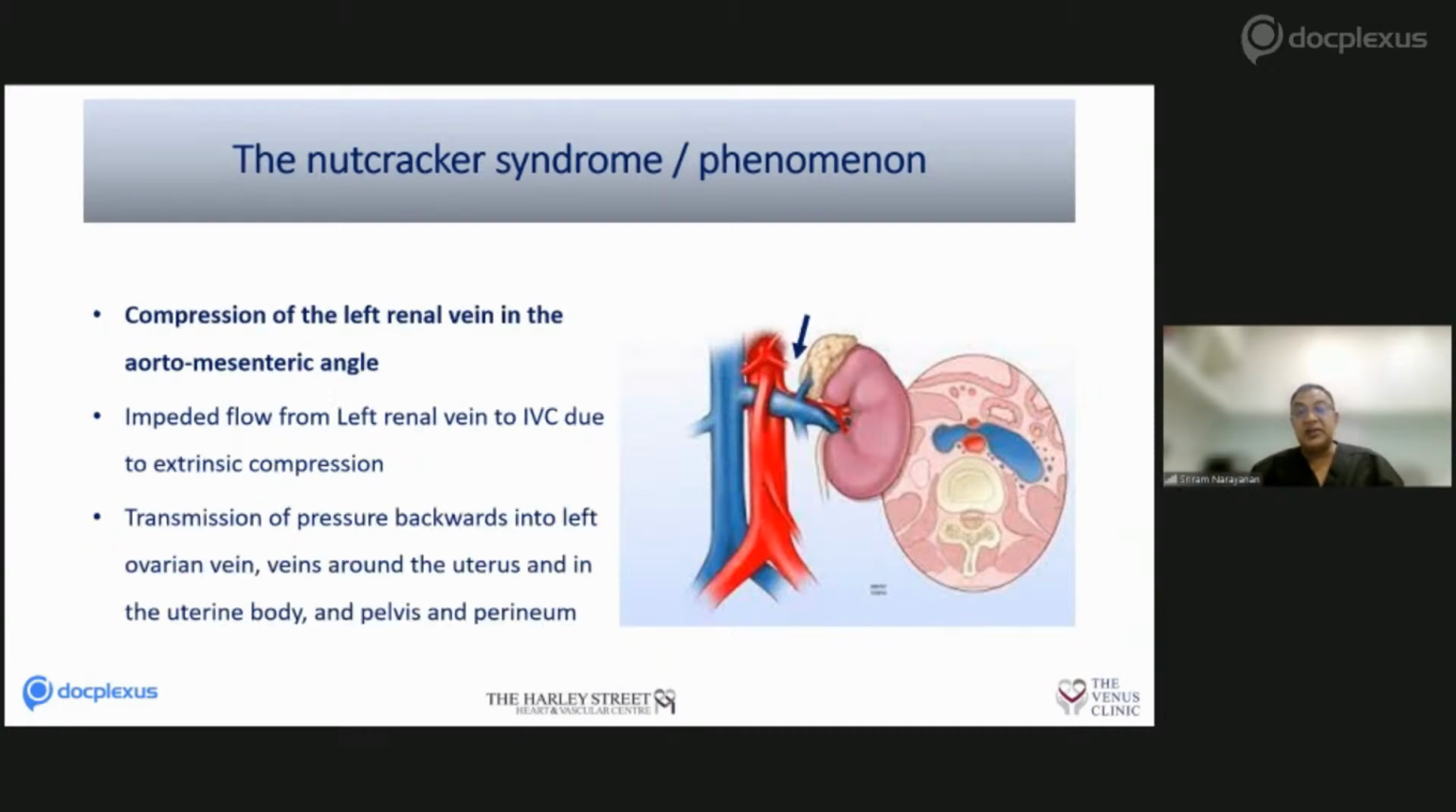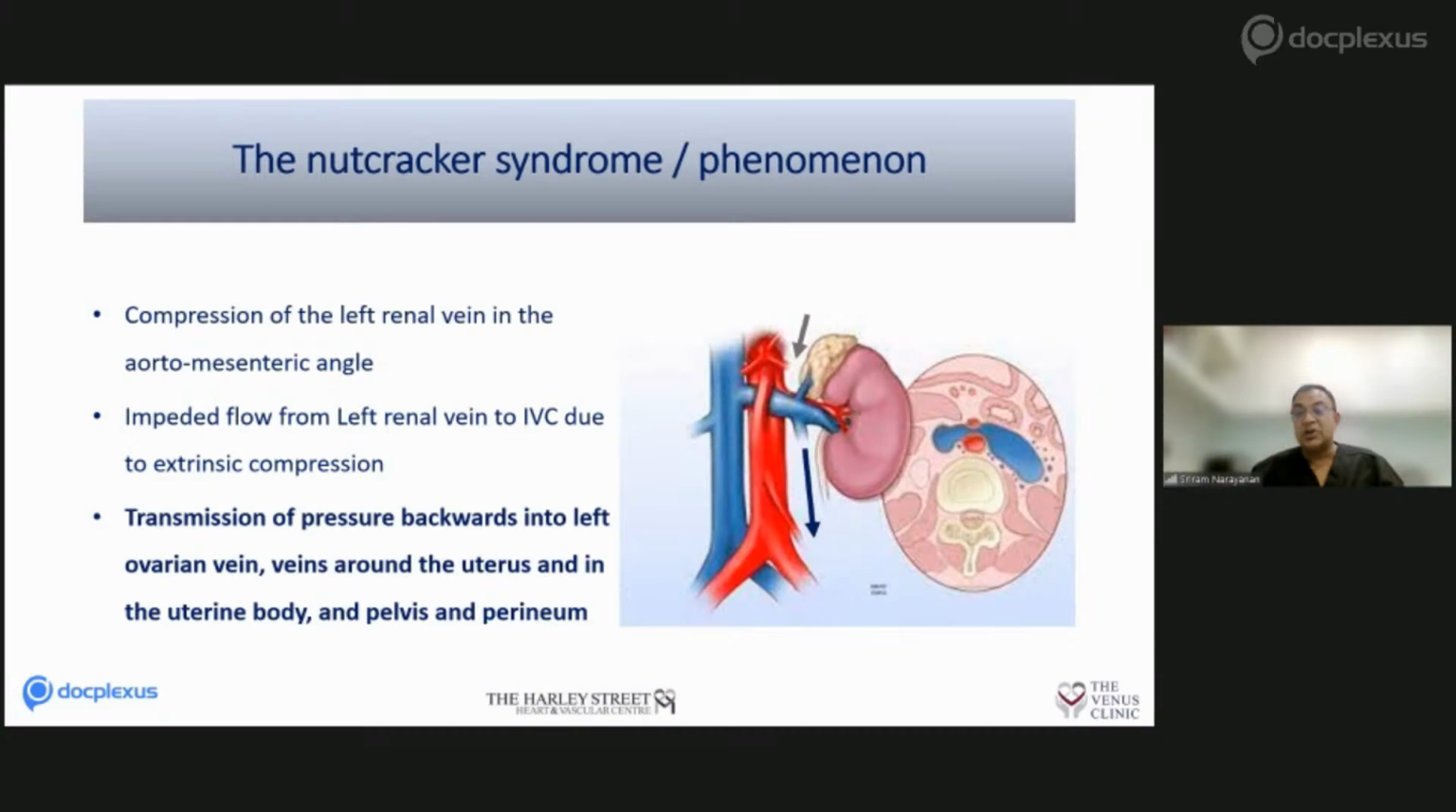You must remember that the compression of the left renal vein in the aortomesenteric angle doesn't only take the pressure towards the kidney, because the left ovarian vein drains into the left renal vein. So there is transmission of pressure backwards into the left ovarian vein. And the ovarian vein then communicates with veins around the uterus, the uterine body, the pelvis, the perineum. You have what are called the adnexal veins, the paraurethral veins, you have the paravaginal veins, and they all get caught in this high pressure system. And essentially, you then begin to develop varicose veins in the pelvis and around the vagina and around the uterus. And that is the genesis of a pelvic venous disorder.